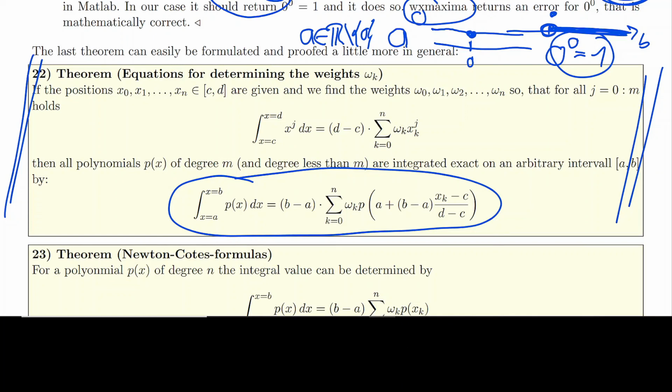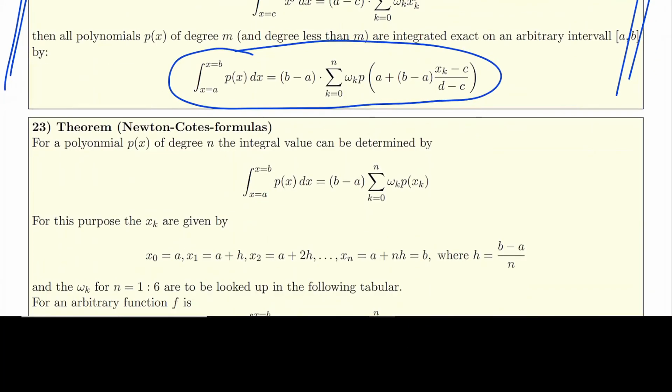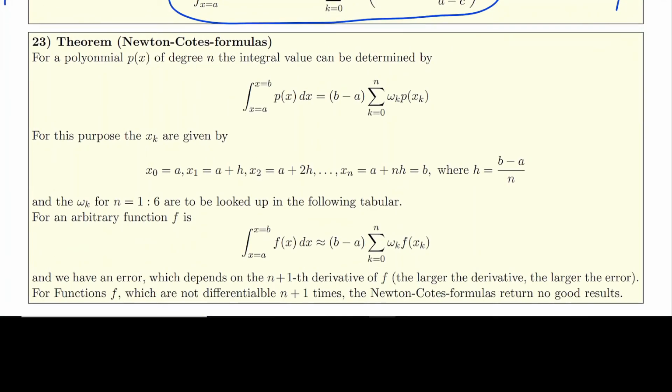So this was our video about the Newton-Cotes formulas, and in the next video we will talk about how to apply them to arbitrary functions, not only polynomials. That is really interesting, and we will see that it is quite an easy thing.